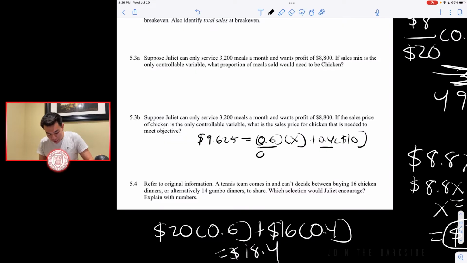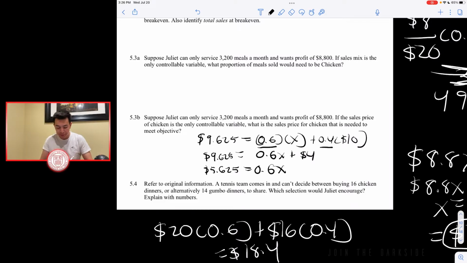So if we multiply this out, we get 0.6x plus $4, which equals 9.625. We're gonna move that over. 5.625 equals 0.6x.